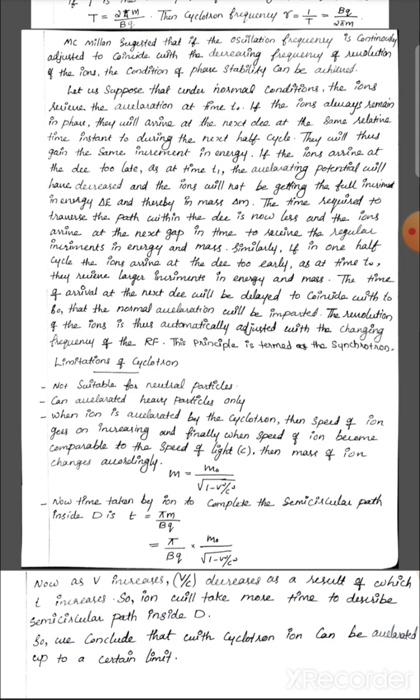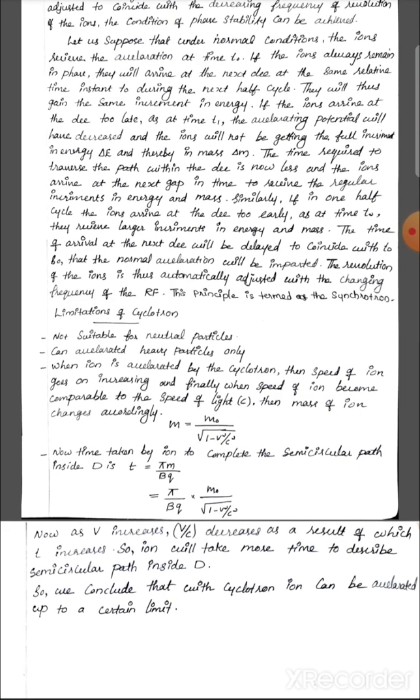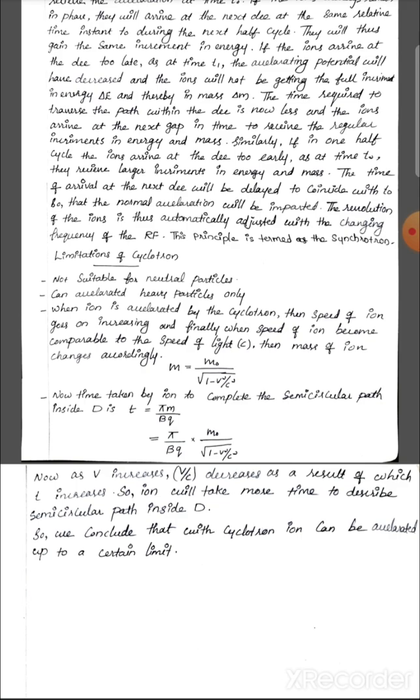Similarly, if in one half cycle the ions arrive at the D too early, as at time t2, they receive larger increment in energy and mass. The time of arrival at the next D will be delayed to coincide with t0 so that the normal acceleration will be imparted. The revolution of the ions is thus automatically adjusted with the changing frequency of RF. This principle is termed as the synchrotron.